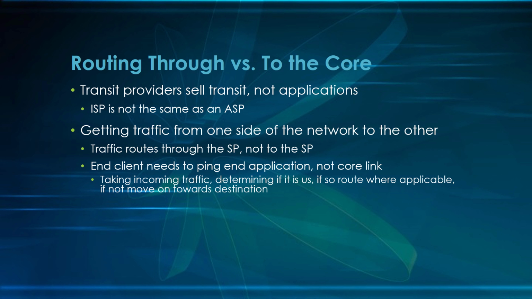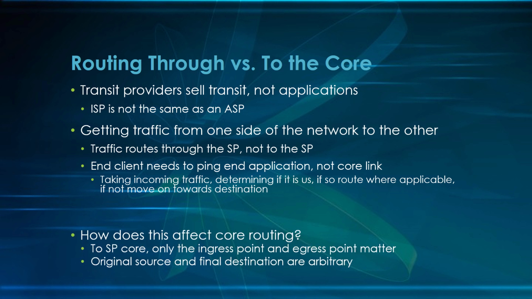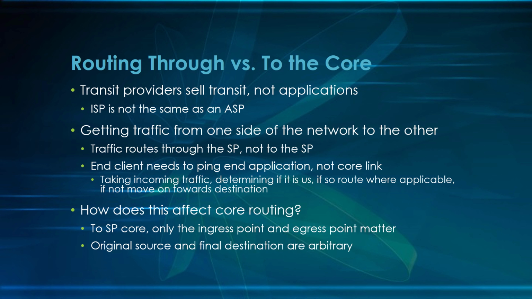Now, whether the transport to get us from point A to point B is MPLS, or we were just floating over the top of the service provider core via BGP, it really depends on the situation, but that's one example. So, take incoming traffic and determine if it is for us. If so, route where applicable; if not, move on towards the destination the traffic is being sent to. So how does this affect core routing? To the SP core, only the ingress point and egress point matter. The original source and final destination are arbitrary.